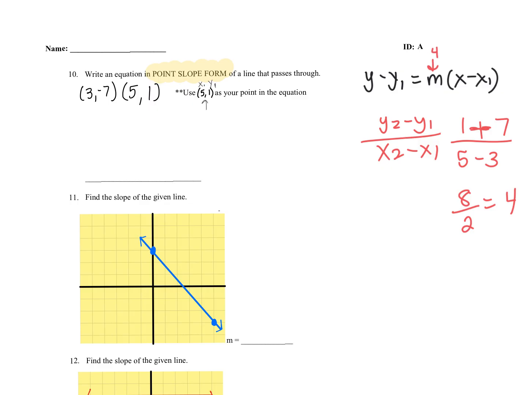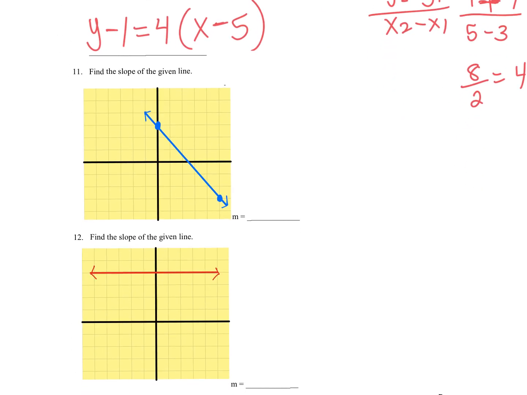And my x1 is going to be what? 5. And what's my y1 going to be? Wait a minute. No, yeah, the y1 is 1. So when I write this, y minus y1, which is 1, equals m, which is 4, we just found out, times x minus x1, which is 5.